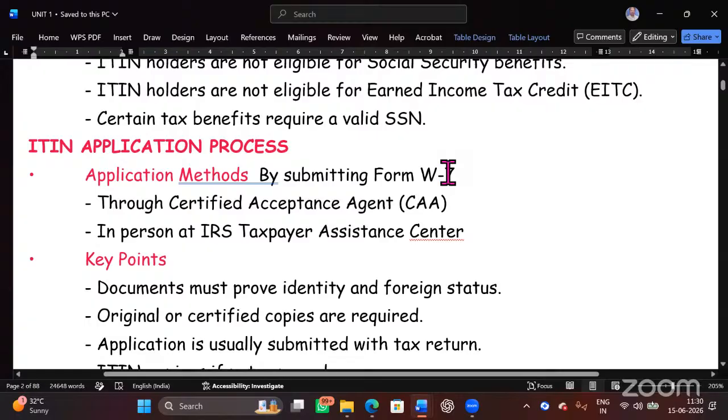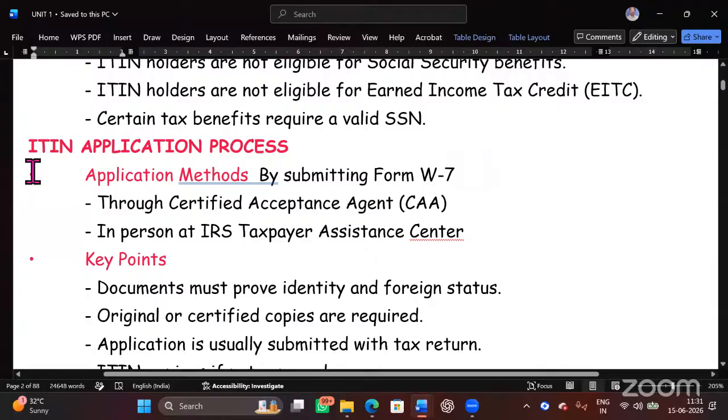W7. If any person wants to deal with the income tax department and does not have a social security number, then he has to submit one form, W7, to get the ITIN number from the income tax department. Very important point: the social security number will not be allotted by the income tax department. The ITIN number will be allotted by the income tax department only. Form number W7 is an important form.